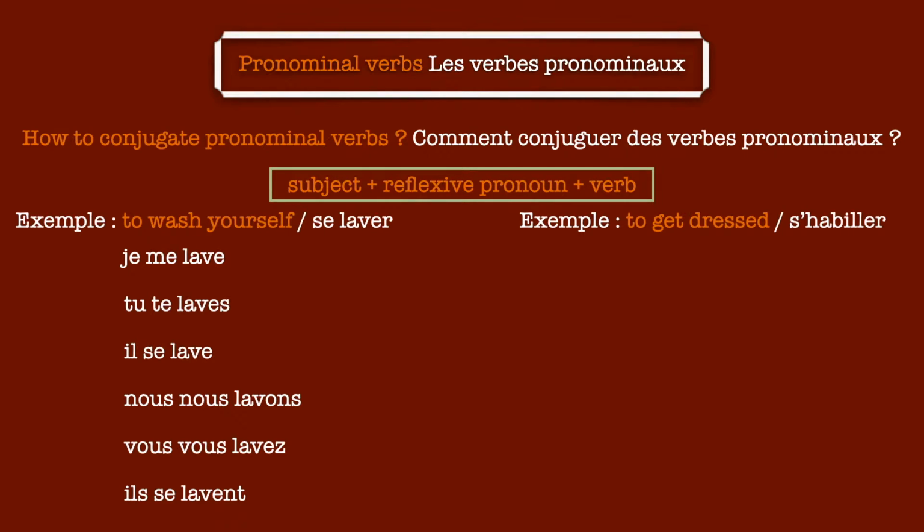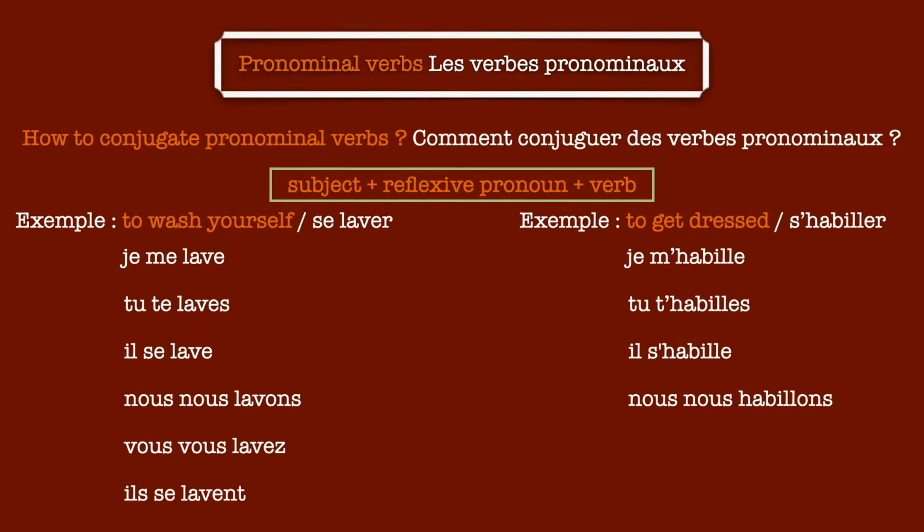I give you another example, just to cover the other possibility that we have seen with verbs starting by a vowel or H, and that's what we are going to see with the verb, to get dressed. S'habiller. Je m'habille. Tu t'habilles. Il s'habille. Nous nous habillons. Vous vous habillez. Il s'habille.